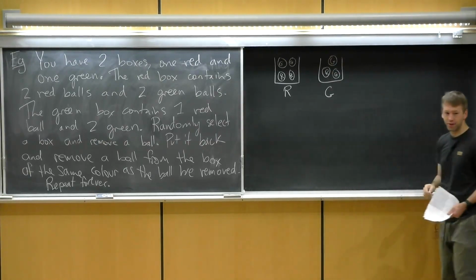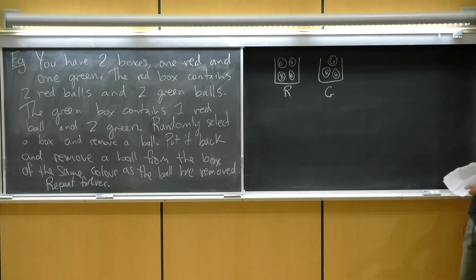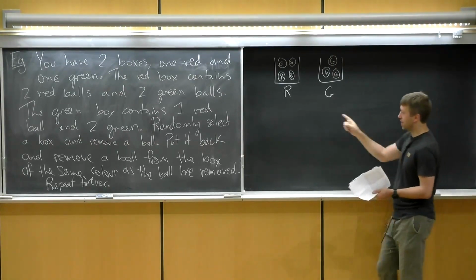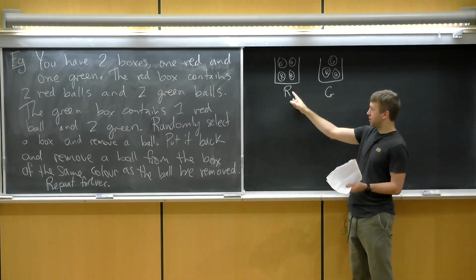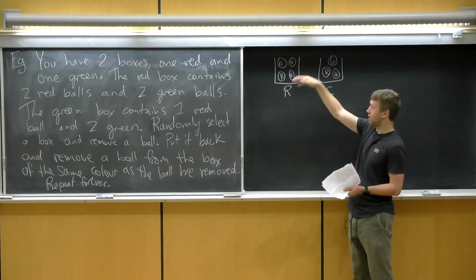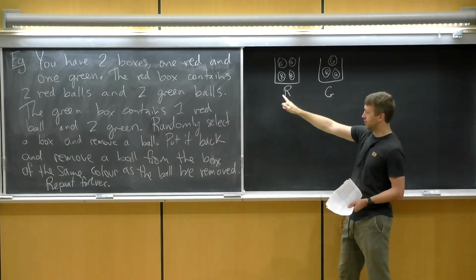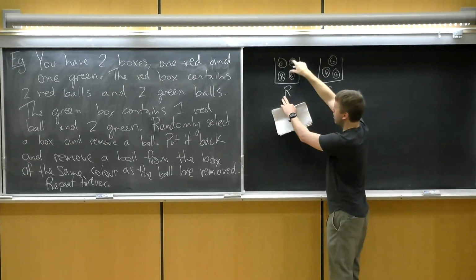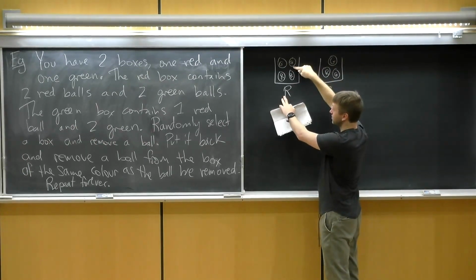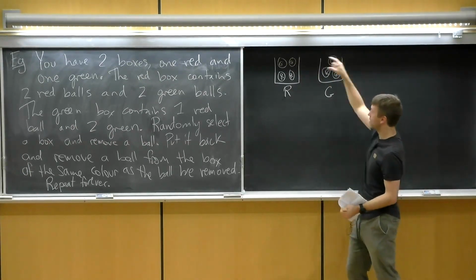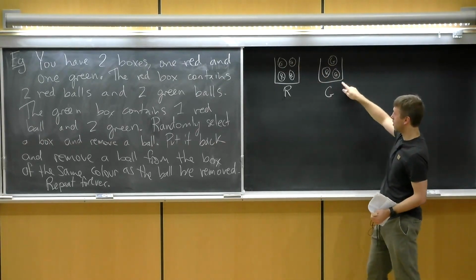Okay, so this is our situation. We first just go, okay, 50-50, or flip a coin, pick one of these boxes at random, take out a ball. So suppose I pick the red box, I take out a ball, and suppose it's green. Then I put that ball back, and next time I pick a ball from the green bin.